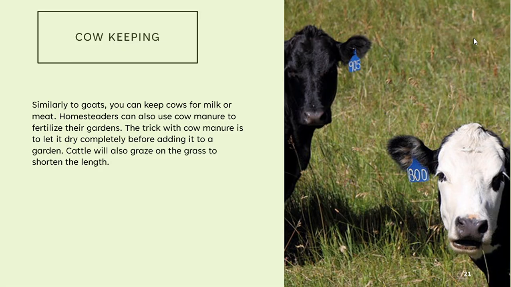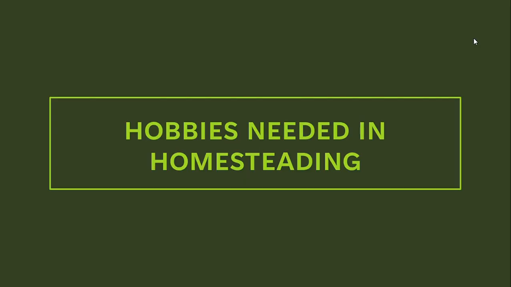Cow keeping. Similarly to goats, you can keep cows for milk or meat. Homesteaders can also use cow manure to fertilize their gardens. The trick with cow manure is to let it dry completely before adding it to the garden. Cattle will also graze on the grass to shorten the length of the grass.